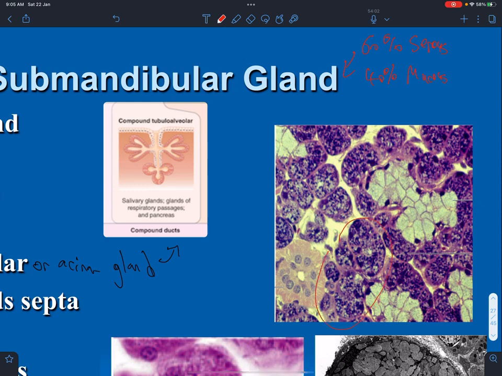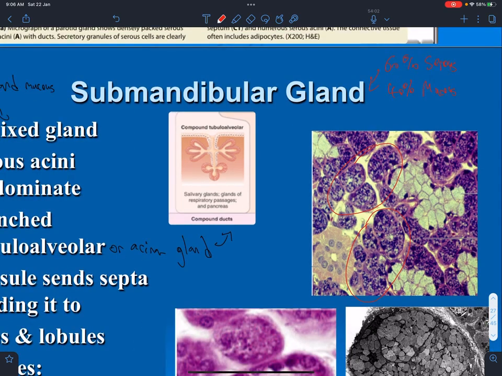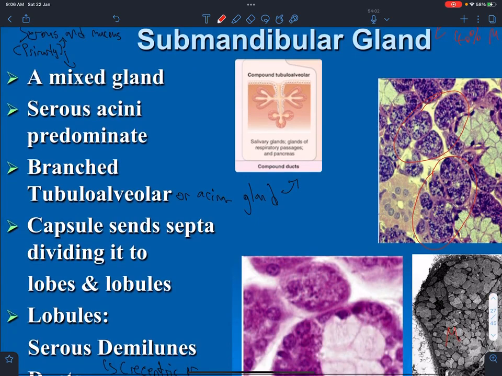That's why in this picture, if you see both serous and mucous, but the majority of these cells are serous acini, this is submandibular and not sublingual, because sublingual is the opposite. That's why in some books they say sublingual secretes only mucus. It's not true, but they mean the majority of them secrete mucus. That's the meaning of serous acini predominate.